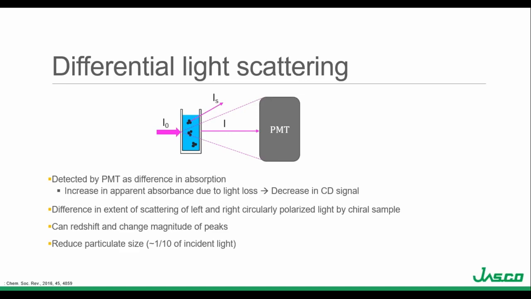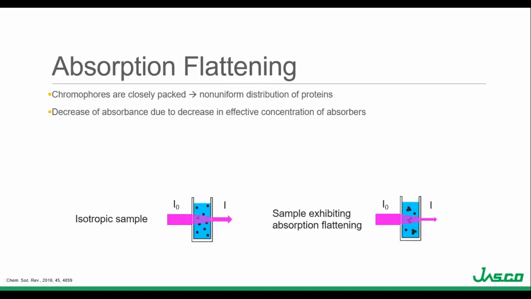To avoid differential light scatter, the particulate size should be less than 1/10 of the wavelength of the incident light. So for hydrogel samples, solid samples, and biomolecule samples that have a lot of salt concentration, this is why sometimes FTIR is used as a better secondary structure analysis technique, because the incident wavelengths in FTIR are significantly higher, or longer wavelengths, than they are for CD.